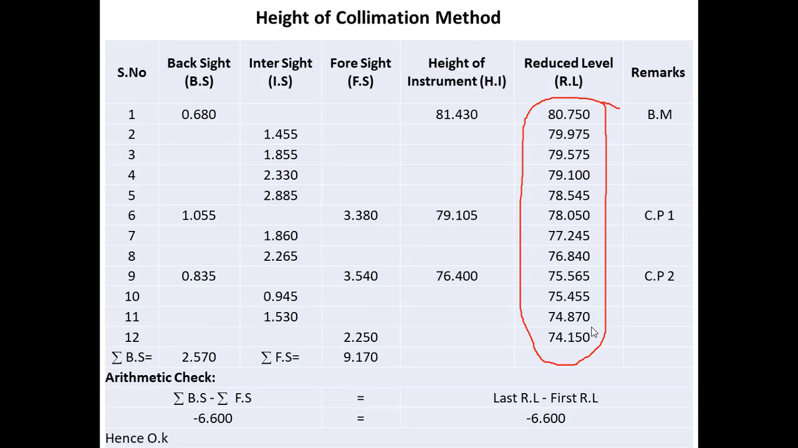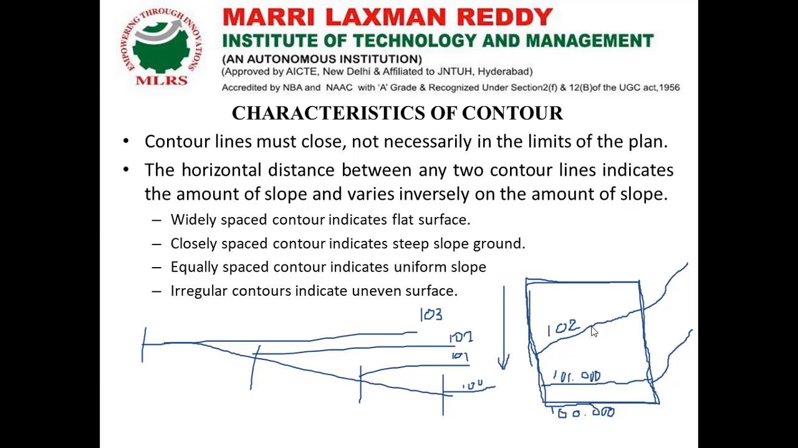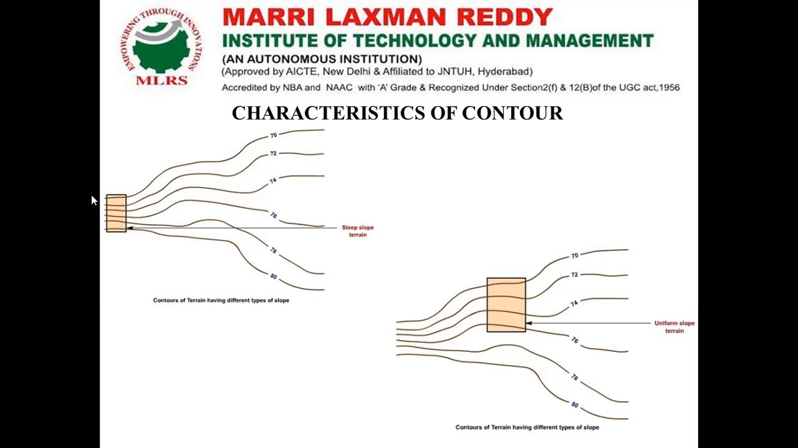So with respect to this figure, here the contours are closely spaced, which indicates steep terrain. And here there is some equal spacing, which denotes the uniform slope of our terrain. This is with respect to our second point.